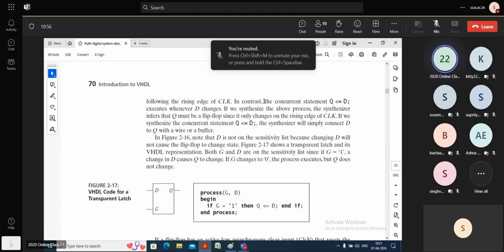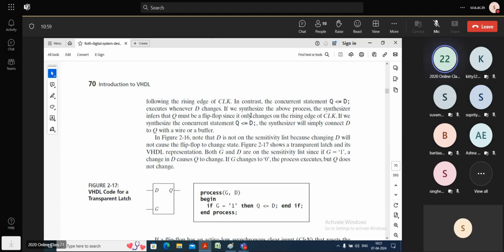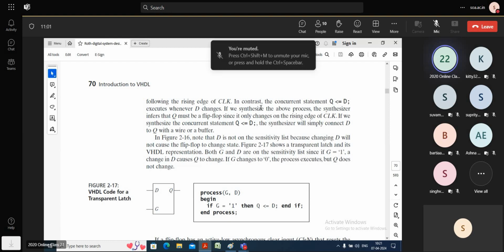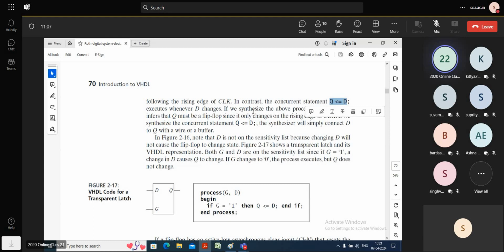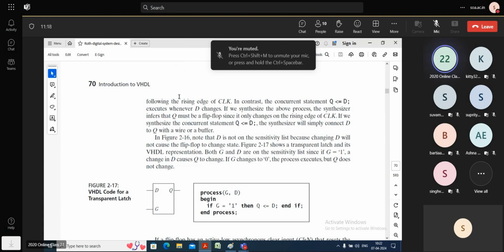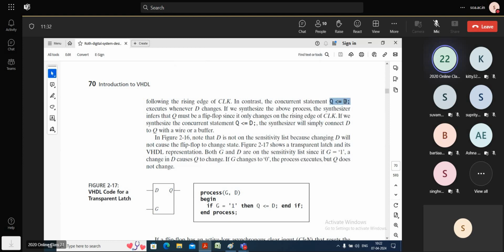So if you are saying the concurrent statement Q <= D executes whenever D changes, okay. So if you have written Q <= D, now this concurrent statement Q <= D will execute whenever D changes, okay. So if we synthesize the above process, the synthesizer will infer that Q must be a flip-flop, because D changes, okay.